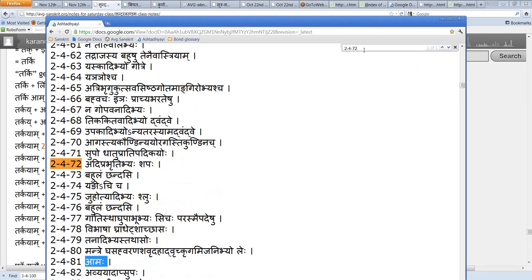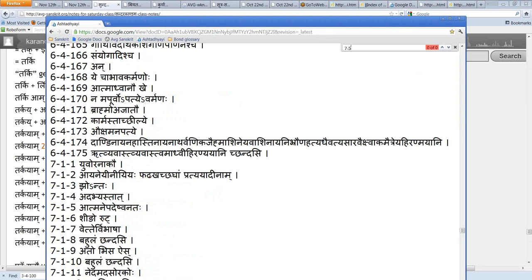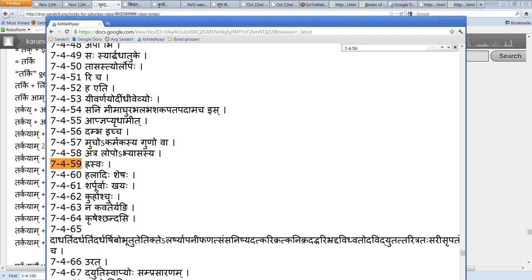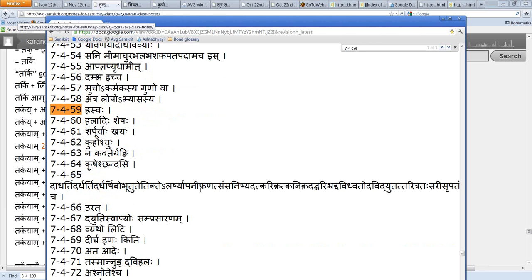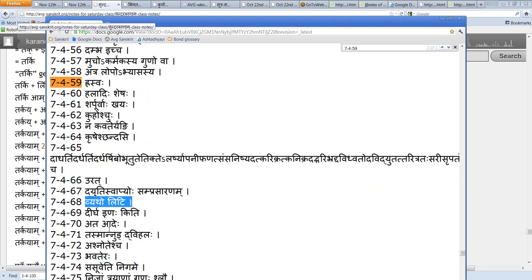Now we have looked at these rules like hrasva, halADI shesha, we looked at kuhoscuh, we have looked at murat, but those are all samanyena vihitani. They are given in general, they don't say which kind of abhyasa. They don't say it is this kind of abhyasa, that kind of abhyasa. But below then comes a special rule where a certain kind of abhyasa, the abhyasa of lit, abhyasa of sun, etc. So here "vyatho liti", and the anuvritti of liti is coming down, "ata adehe".